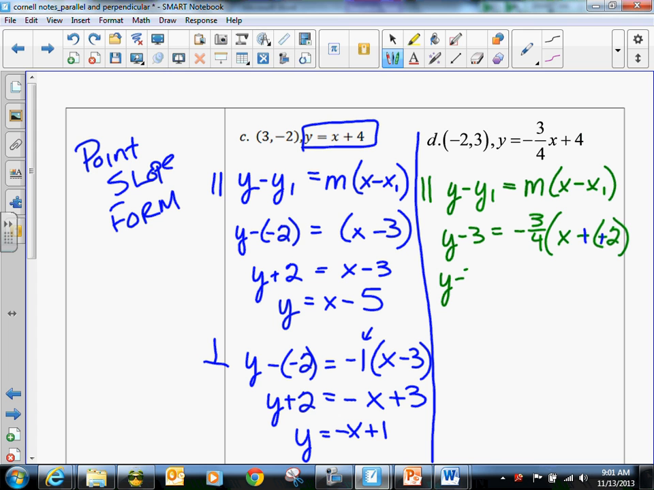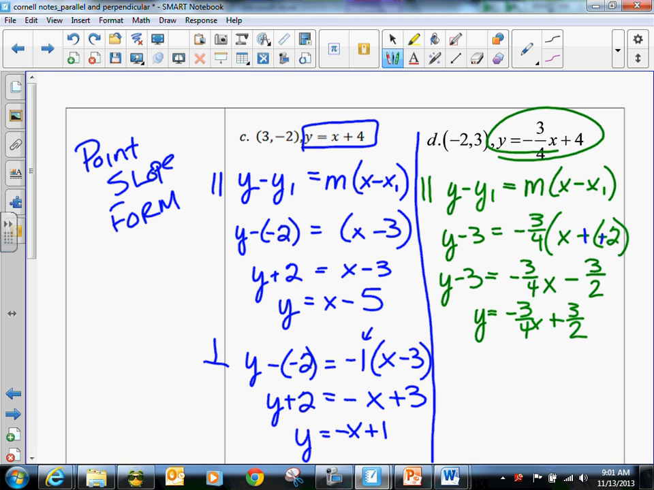So I have y minus 3 equals negative 3/4 x minus 3/2. Okay, so basically what I just did is I multiplied 2 times negative 3/4 and I got negative 3/2. So I end up with the equation y equals negative 3/4 x plus 3/2. That's the equation of the line that is going to be parallel to this line right here. Okay, see, the only thing that changed was my y-intercept, just like our rules for parallel lines show.